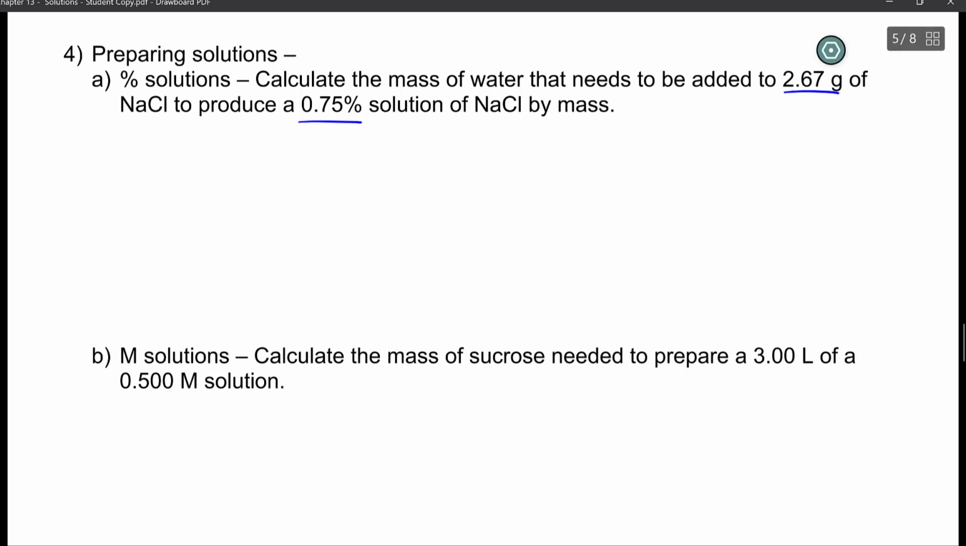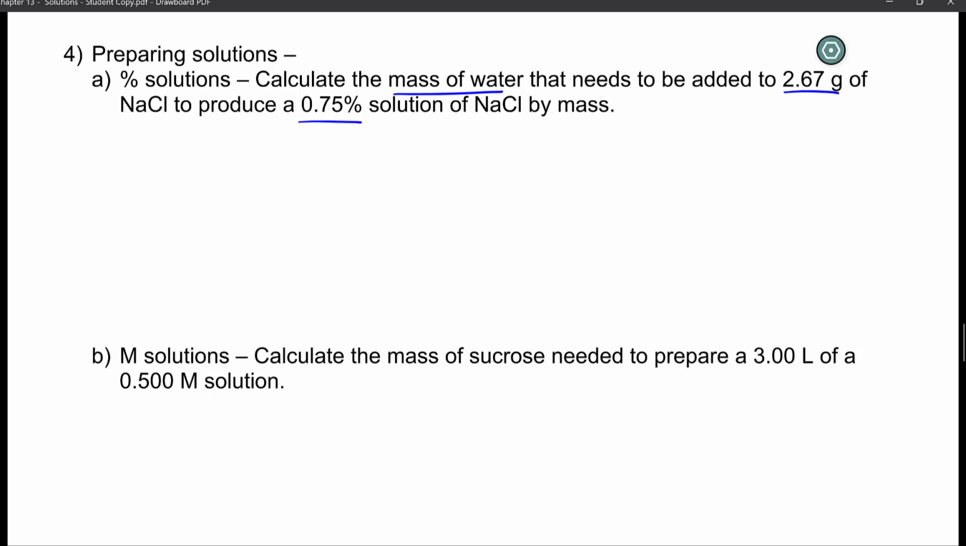And then I want to have 2.67 grams of sodium chloride that I want to turn into that 0.75% solution. So normally what you would do in these kinds of calculations is it says what's the mass of water that needs to be added. But actually in a lab, if you're making this, what you actually do is you calculate the mass of the solution. And I'll explain to you why that is in a second. Now we can get the mass of water from that information and answer this question.